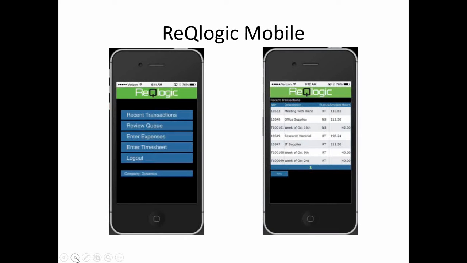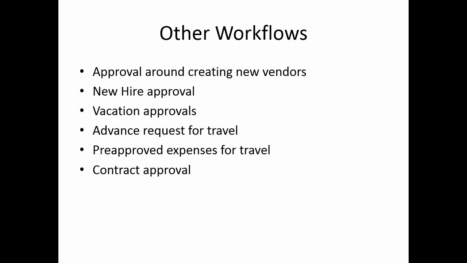These are a couple of shots of what the ReQlogic mobile would look like. The screen on the left would be your main menu, and the screen on your right is the first menu, somebody's current activity, a combination of expense reports and invoices and timesheets.